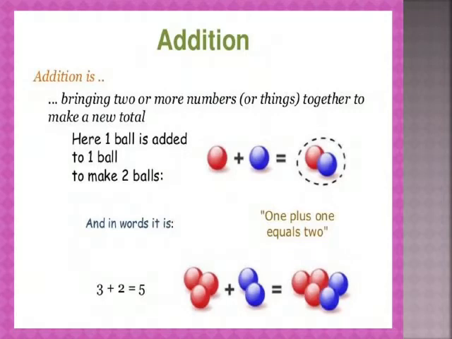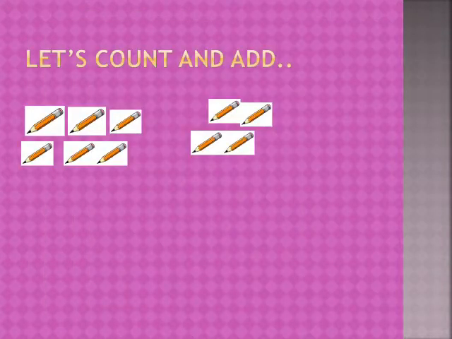Now in the next picture you can see there are 3 red balls and 2 blue balls. Now when we put them together, how many total number of balls would be there? 5. So we can say 3 plus 2 is 5. Now let's count and add.